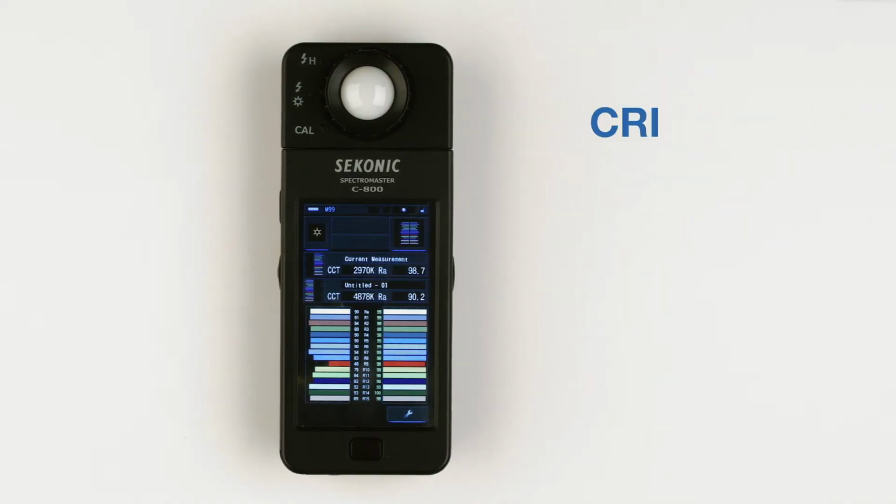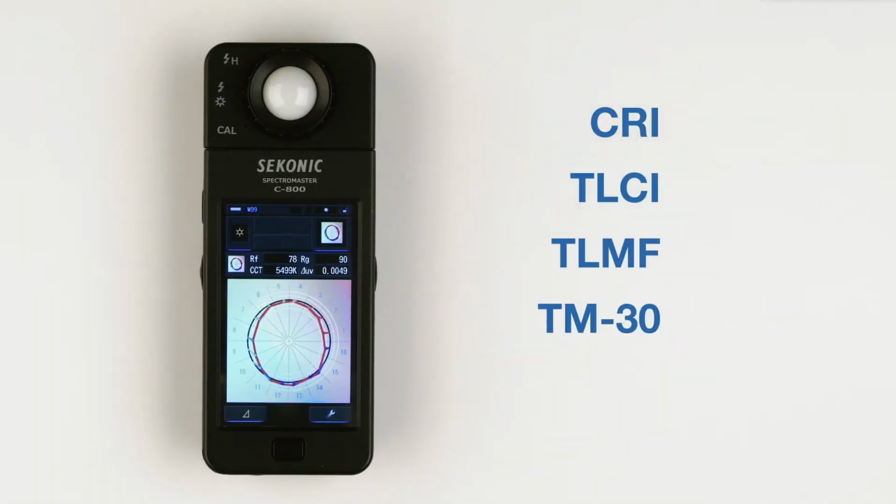The Sekonic C-800 is able to measure CRI, TLCI, TLMF, TM-30, and SSI. All these indexes have been designed to give you confidence in the color rendering of the lights that you are using. This video will discuss what each of these indexes mean and how you can use the C-800 to evaluate and measure them. We will help you choose which one of these indexes, or a combination of indexes, you may want to use to provide increased confidence in the lighting you use for your next production, and how to evaluate the information the C-800 gives you.